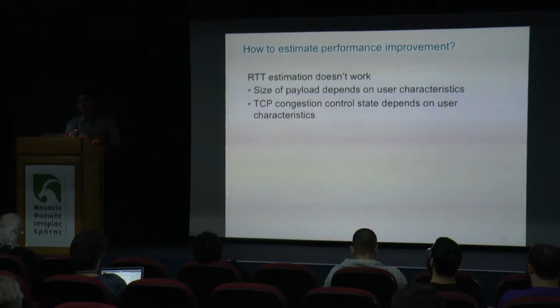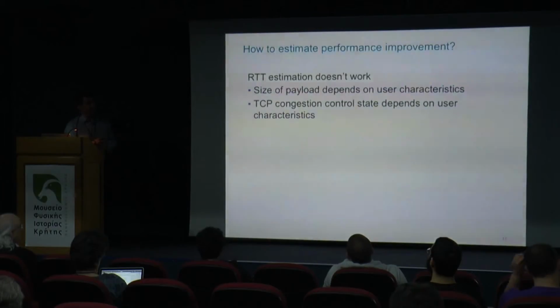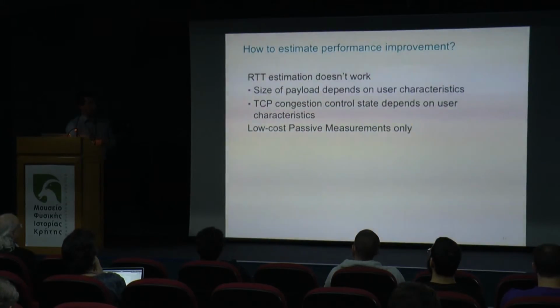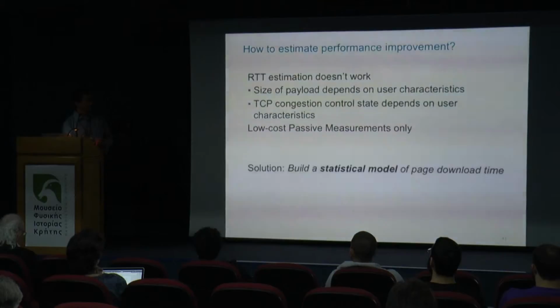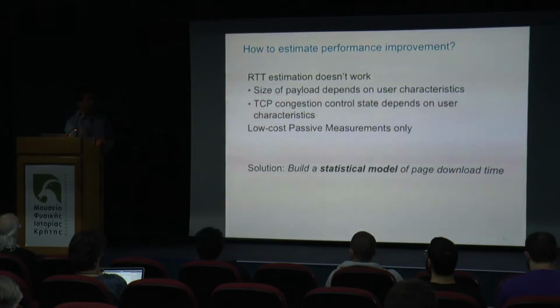Using RTT, you can only estimate the first transmission of the page, but if the user is interacting with the site again, the congestion window can be at any state. Also, another requirement we had was that we didn't want to invest too much time in active probing, active measurement. We wanted to do it based on passive measurements with as low a cost as possible. So that's where our solution was to try to build a statistical model of page download time given some data that we already have. And let's see whether we were successful.